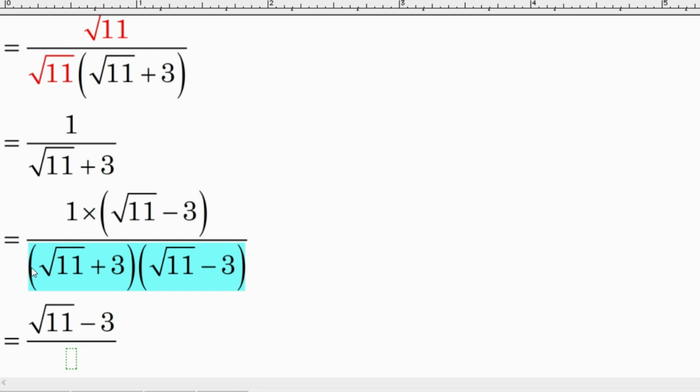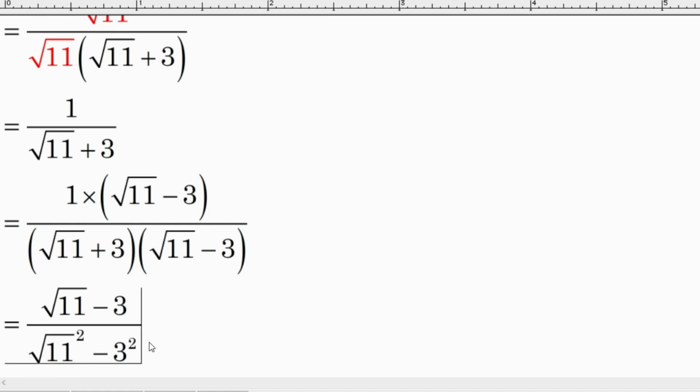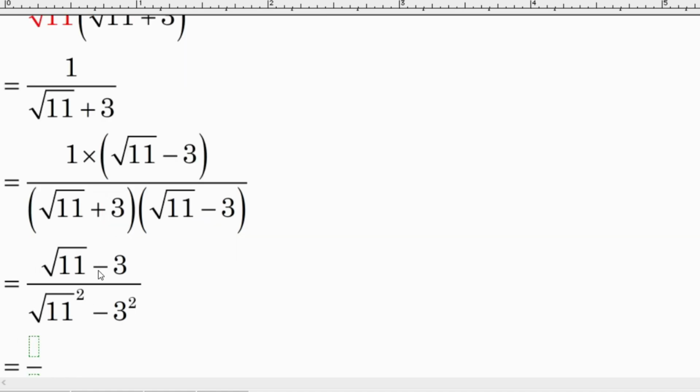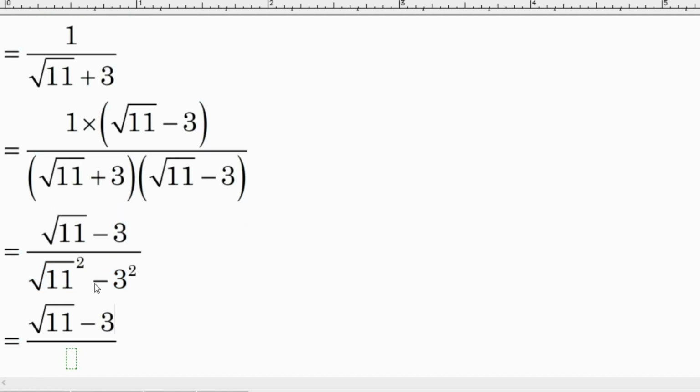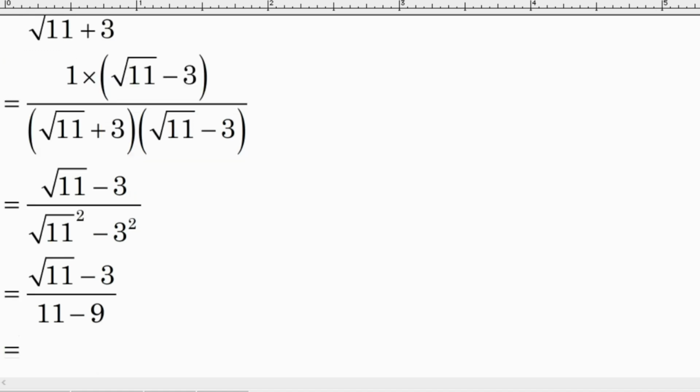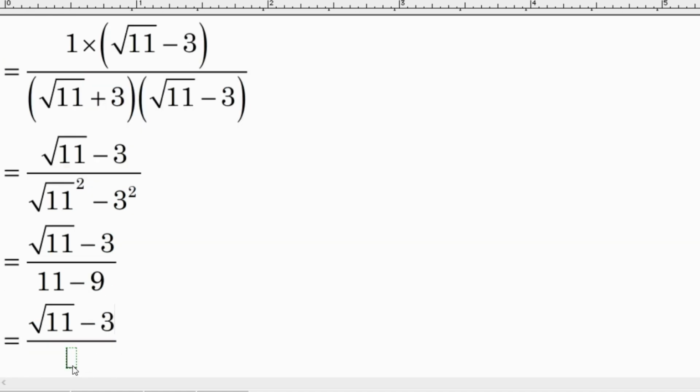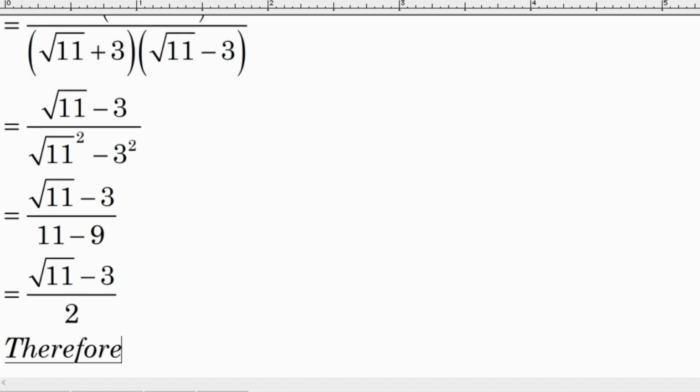Next, when we have two factors like this, we get square root of 11 squared minus 3 squared. We keep the numerator the same, and in the denominator we get 11 minus 9, which is equal to 2. Now we have nothing more to do with it. That is the answer. So therefore we get B equal to this.